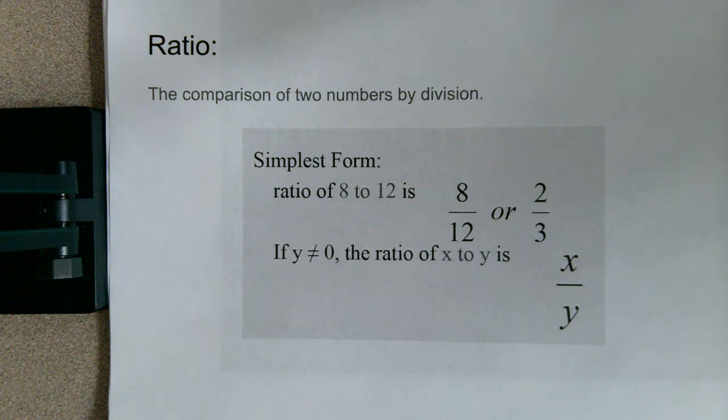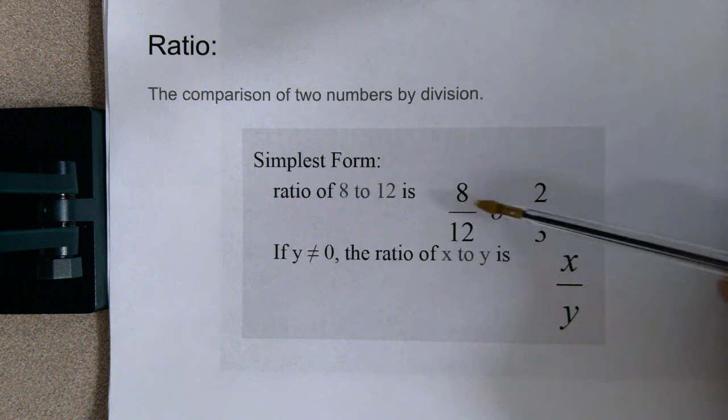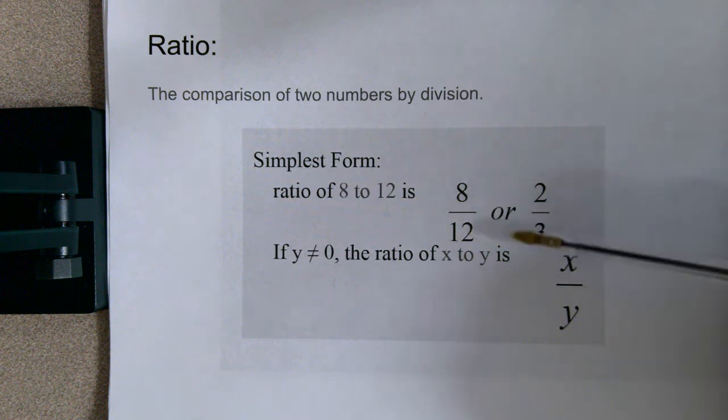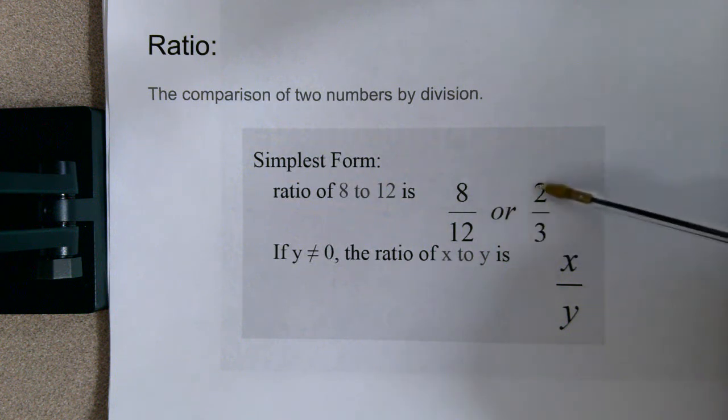So we say that a ratio is the comparison of two numbers by division. The one thing I'll point out to you is we're looking at a ratio. A lot of times we look at it in terms of a fraction, but we always want to make sure that we simplify the ratio if at all possible. So just like this example here on the page, 8 over 12, just like with a regular fraction, simplifies to 2 over 3.